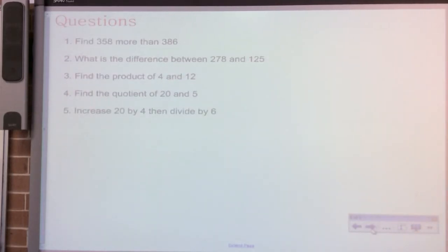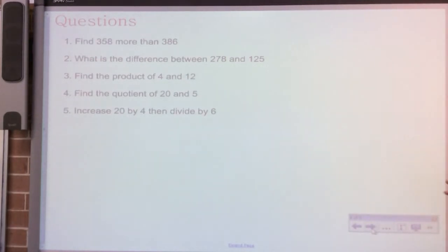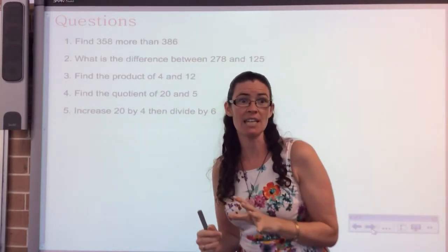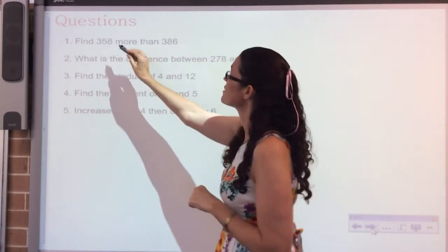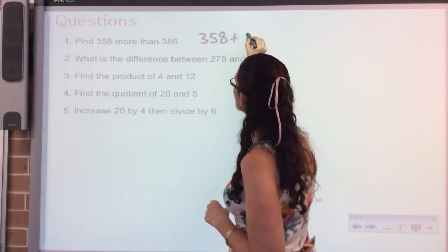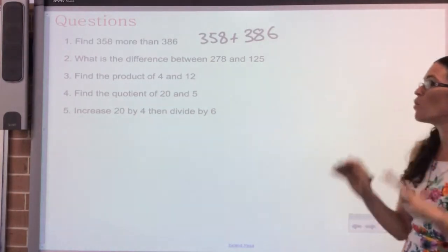All right, looking at these 5 questions, what operation is going to be used in each of these? So what we're going to do with these 5 questions, we're not actually going to answer them. We're just going to work out what they mean. Sweet. So if I say find 358 more than 386, what does that mean as a maths question? It means plus. So this, question 1, means 358 plus 386. Okay, we're not actually going to answer them, we're just looking at what it means.